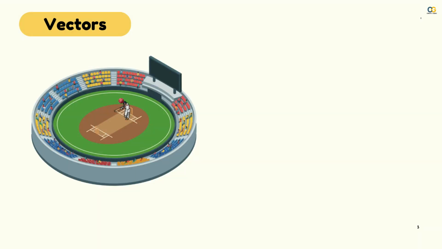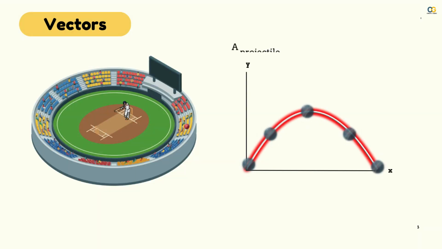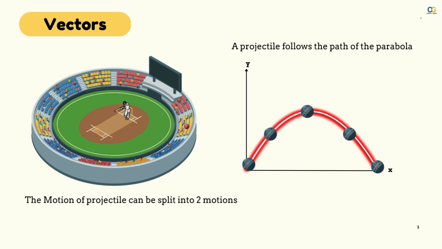Well, when a six is hit, the ball follows the path of a parabola, which goes up and then comes down. And this motion of a projectile, which is in the form of a parabola, can be split into two motions, like every slanted journey, using vectors.